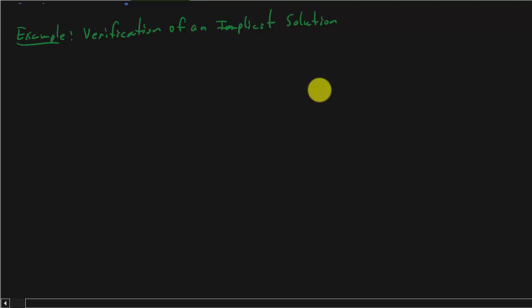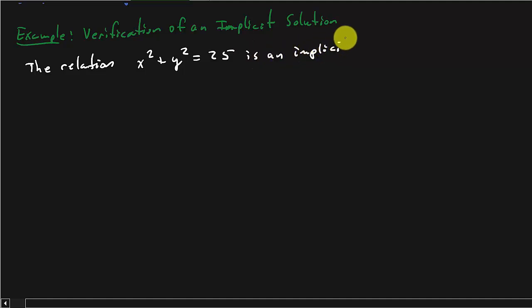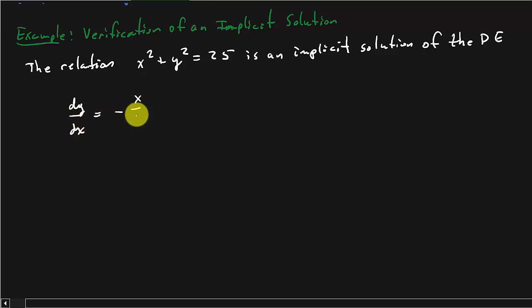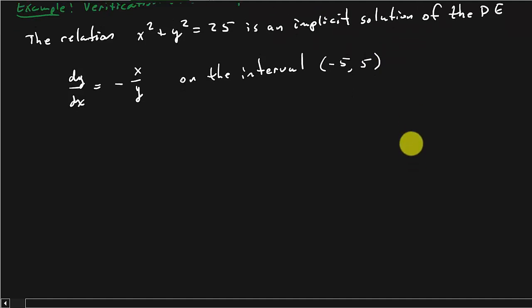Let's look at an example. Let's say we have the relation x squared plus y squared equals 25 is an implicit solution of the differential equation dy dx is equal to negative x over y on the interval negative 5 to 5. All right, and we can verify that.